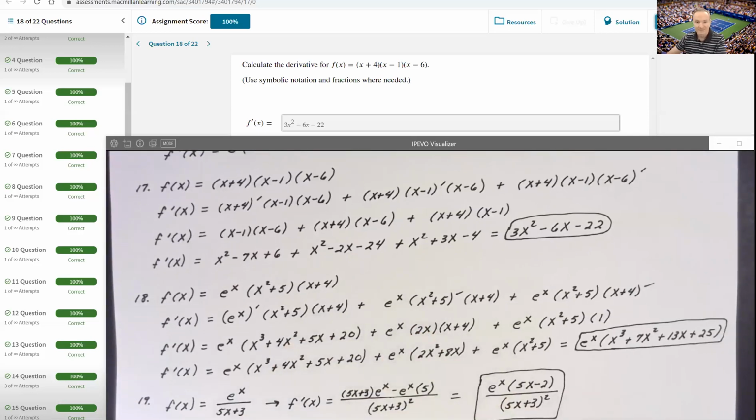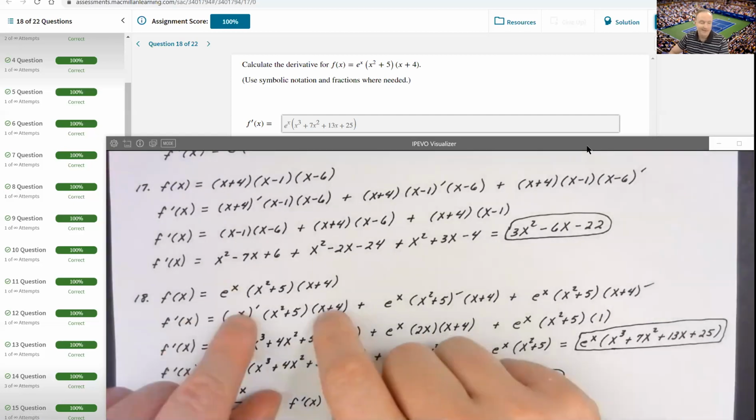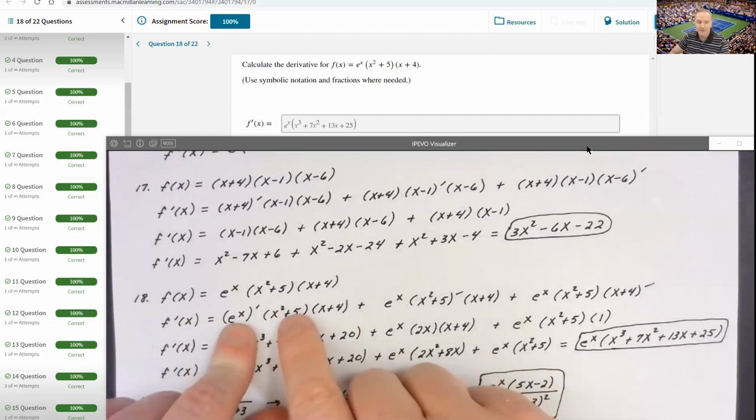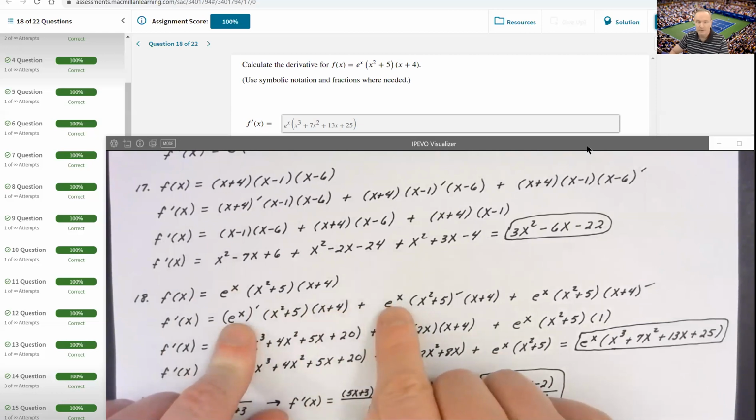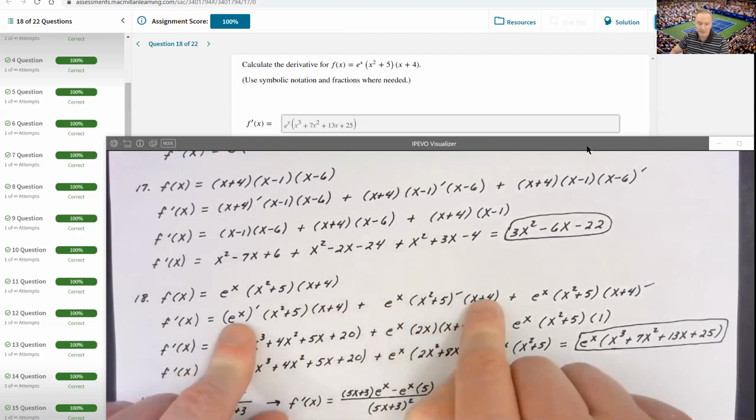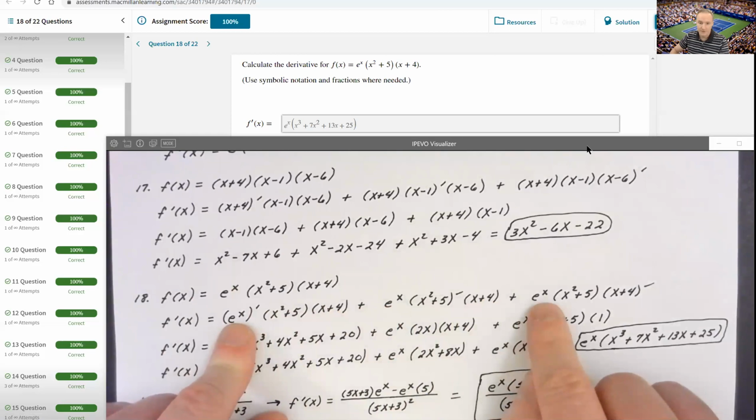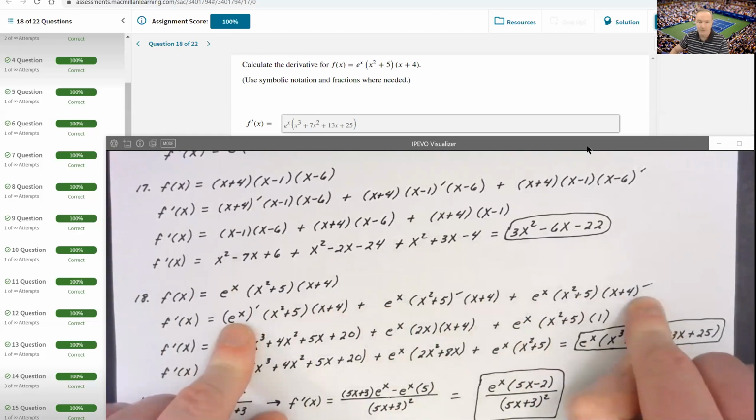Number 18. 3-term product again. You're like, John, no problem. Right. You can just say it's just the derivative of the first times the second times the third, plus the first times the derivative of the second times the third, plus the first and second times the derivative of the third. Now, we know that the derivative of any exponential function is just that exponential function.